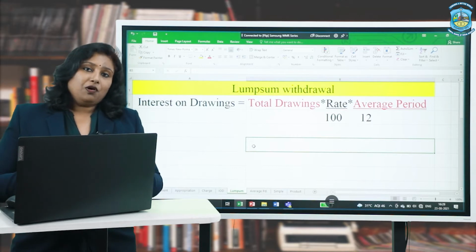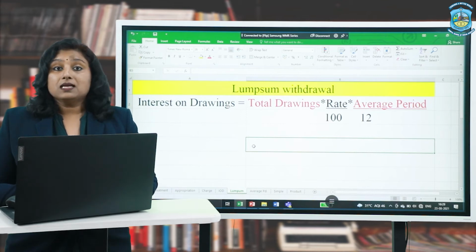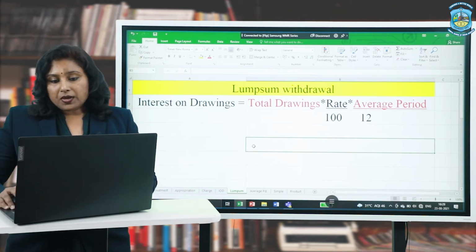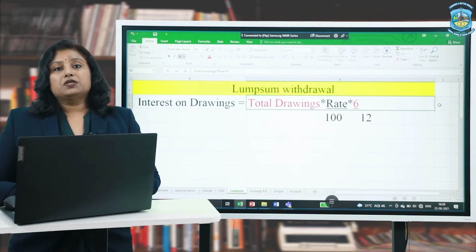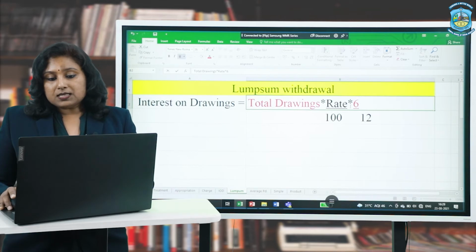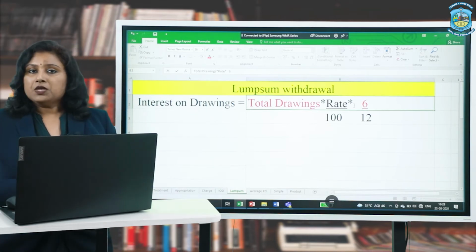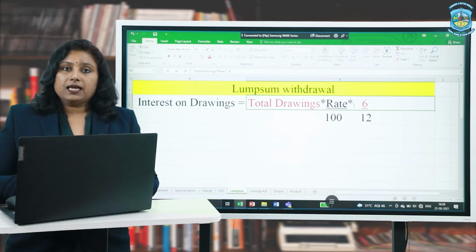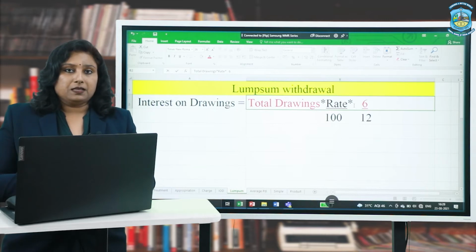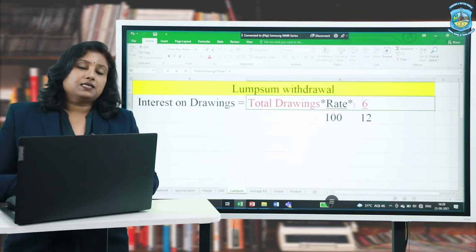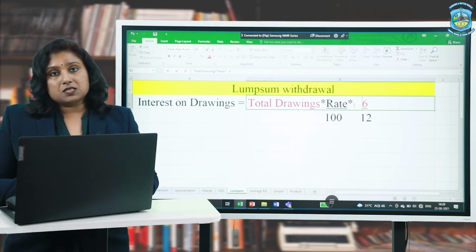So when the time of withdrawal is not mentioned in the question, we need to take the average period as 6 months. That is, during the year, somewhere in the middle of the year, the withdrawal has been made. Thus, instead of taking any particular average period, we take it as 6 months. So, children, please understand it once again that if a lump sum amount has been given to us as withdrawal made by the partner, but the rate of interest is given per annum, in that case, the average period is to be taken as 6 months.